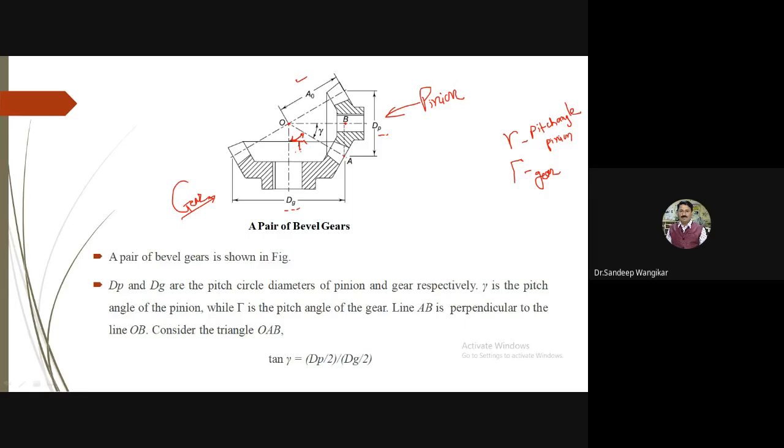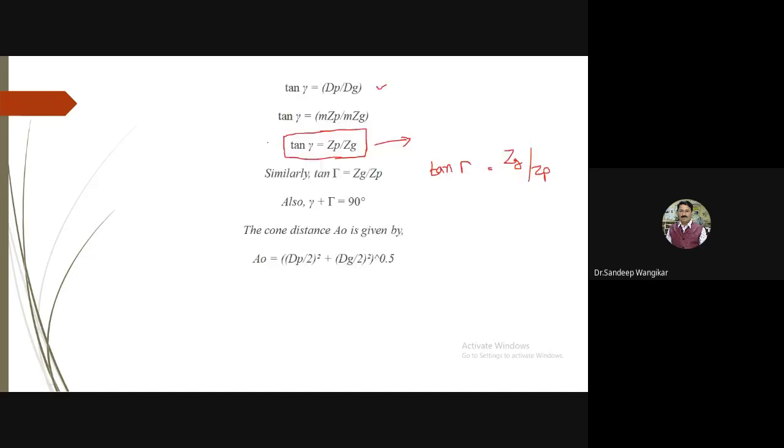Very important thing we have to keep in mind: if you see this angle, this figure clearly indicates that whatever this gamma plus the larger gamma, their addition will be equal to 90 degrees. Addition will be equal to 90 degrees. So also this gamma plus gamma is 90 degrees.